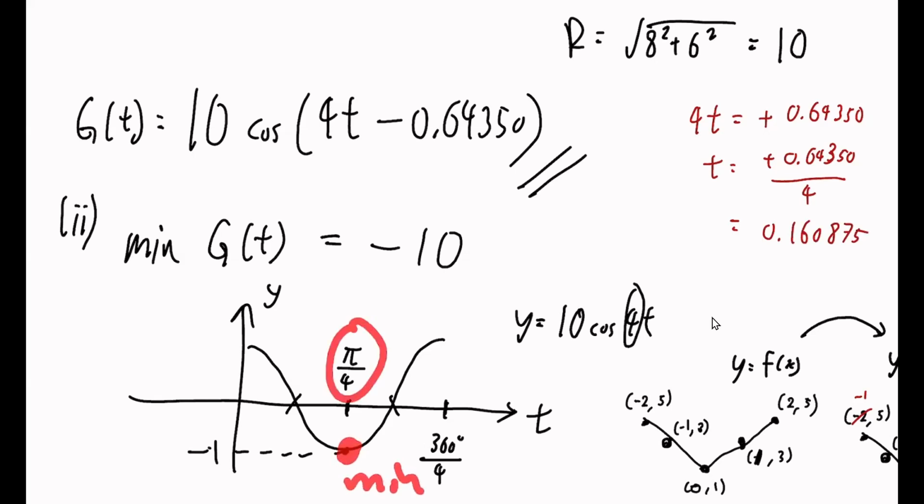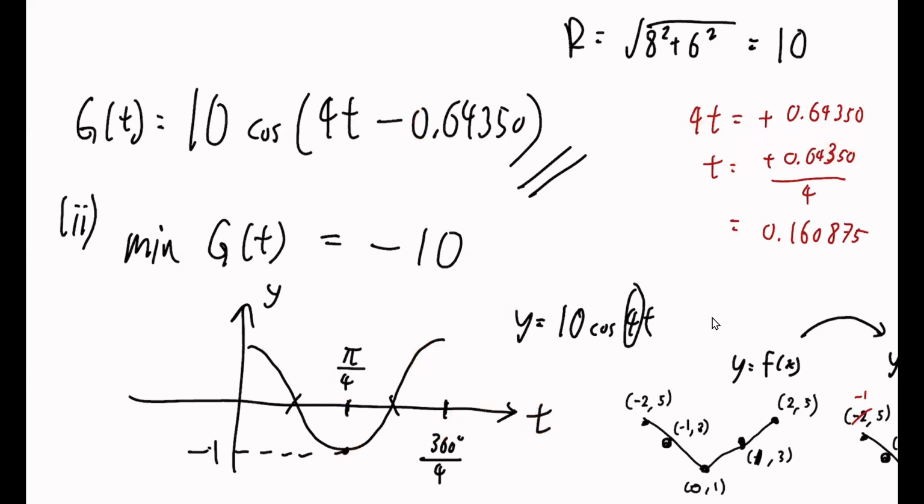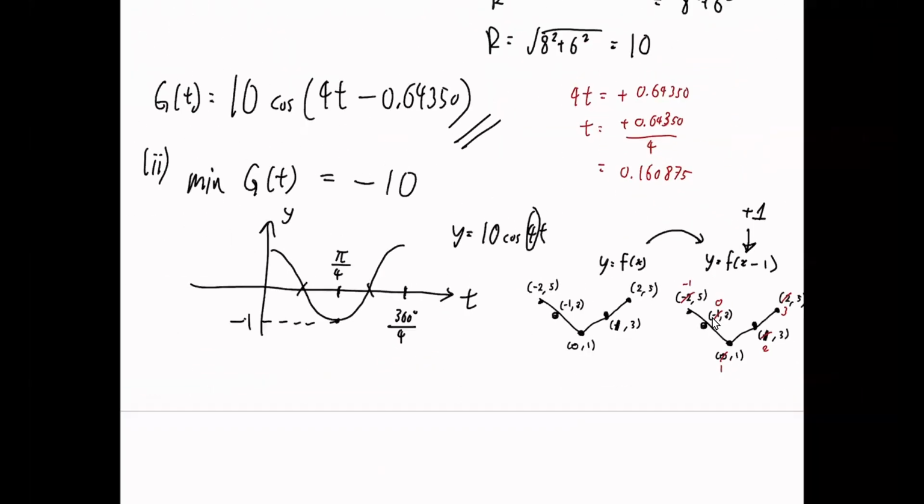So that means that the first occurrence where there is a minimum value, it's not pi over 4, it's pi over 4, but you need to plus how much? Is it the entire thing plus 0.64350? No. No, what should it be? T only needs to work a quarter as hard, right? Because it already has an extra bonus of 4 times. Divided by 4. So therefore, the actual answer should be pi over 4 plus 0.160875. That's your answer for the first time when minimum value -10 is reached.